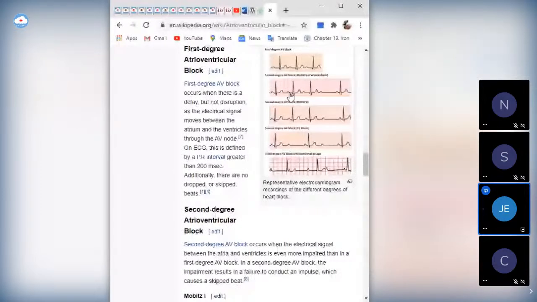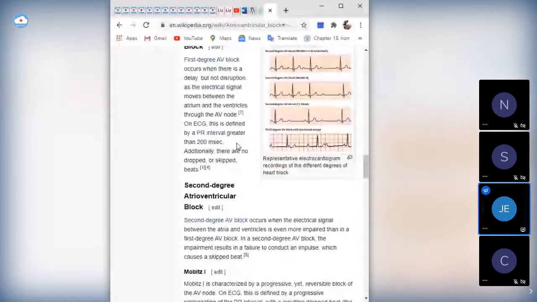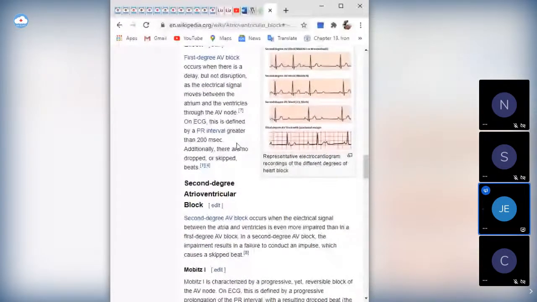All right, so let's go to the second degree type 2, also known as Mobitz type 2. In that one, PR, PR, PR, let's see what happens.